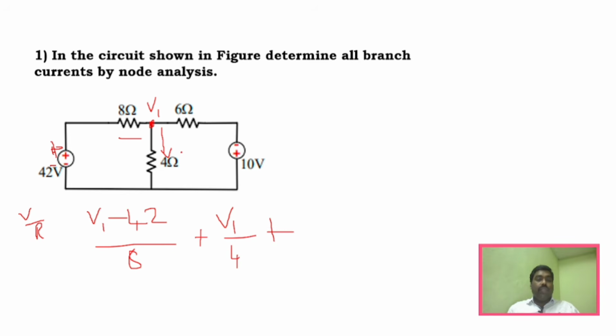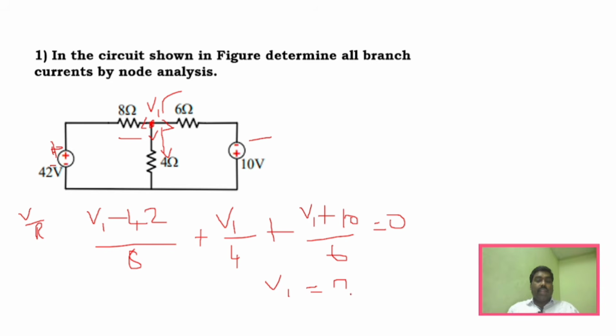And similarly, if you consider this particular branch, initially you have to put these signs for three directions, right? So you consider this one branch, this is one branch, and this is one branch. And now in the third branch, you can see it is V1, higher potential, and here it is lower potential. So I have to put it as plus 10 divided by 6 equal to 0, right?